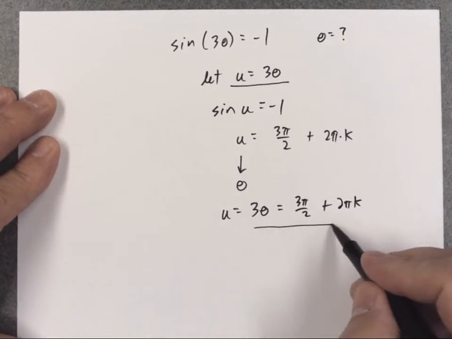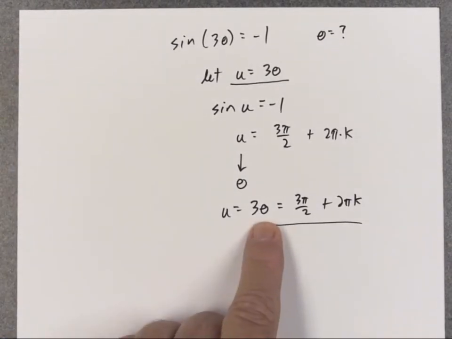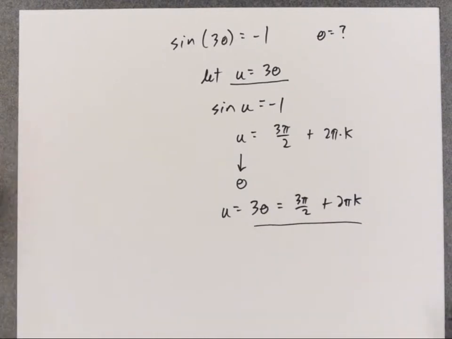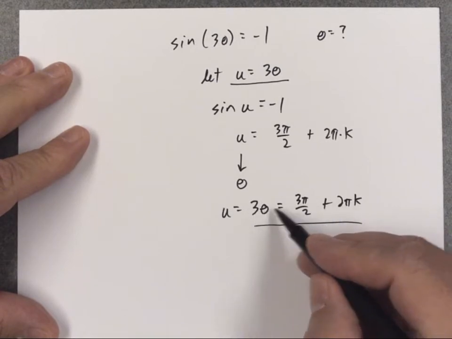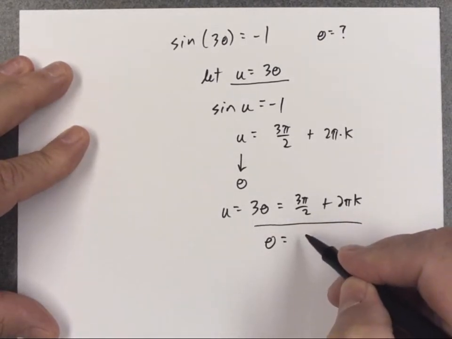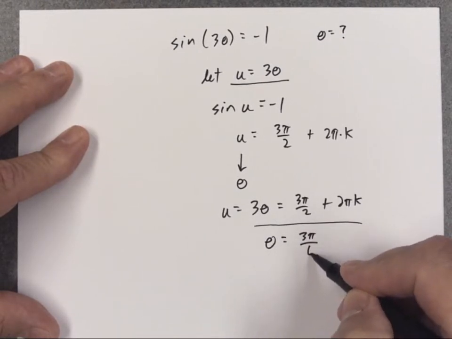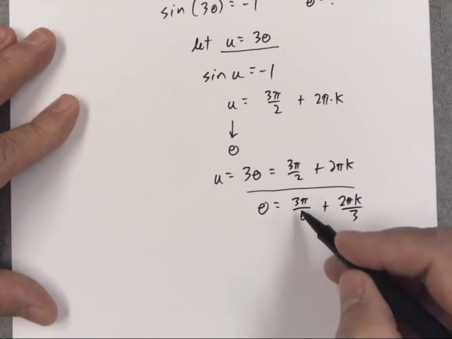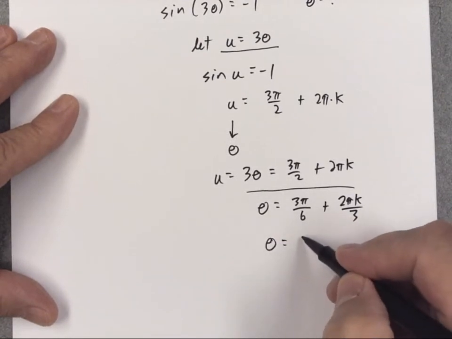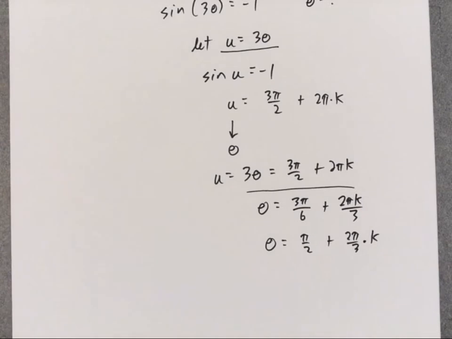Now, if I take these two parts and solve for theta, in other words, get theta by itself, then I'll have the general solution of the equation. What do I have to do? Looks like I have to divide both sides by 3. And when I do that, of course this simplifies. So here's my general solution.